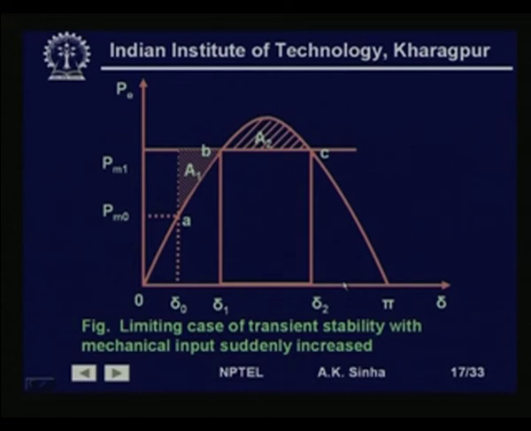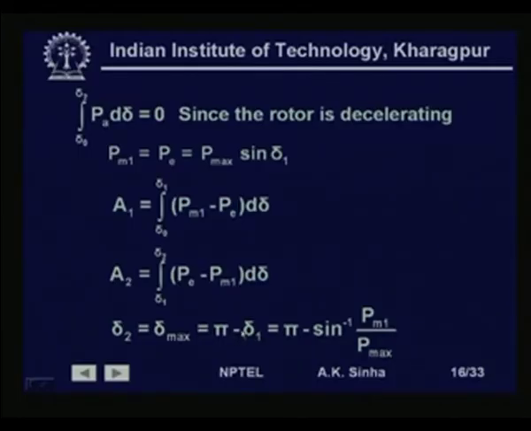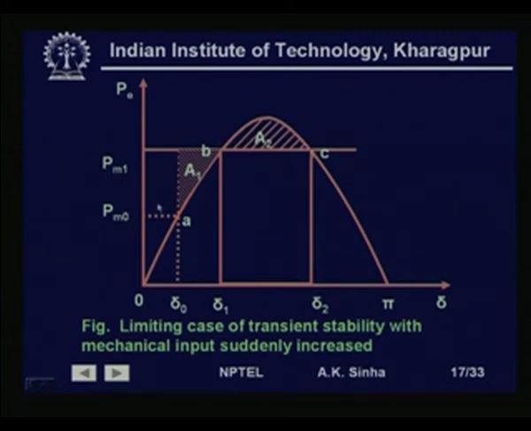So, delta 2 is equal to, I am sorry, delta max, which is equal to pi minus delta 1, which is equal to pi minus sine inverse P m 1 by P max, and this is what tells us that we have reached the maximum delta value that is feasible for stability, and this provides us the delta max value from this relationship. So, this way we can find out the stability limit for the system, that is how much power we can increase, so that the limit is reached.